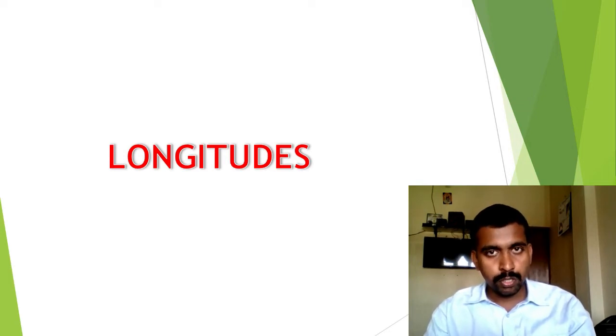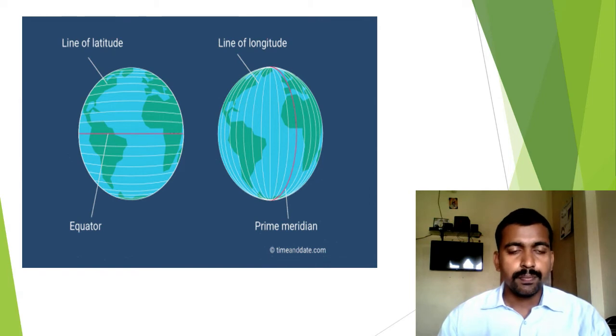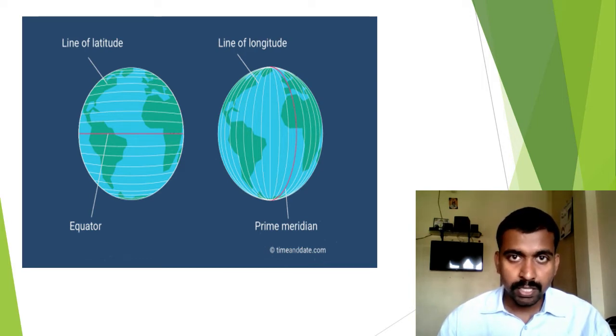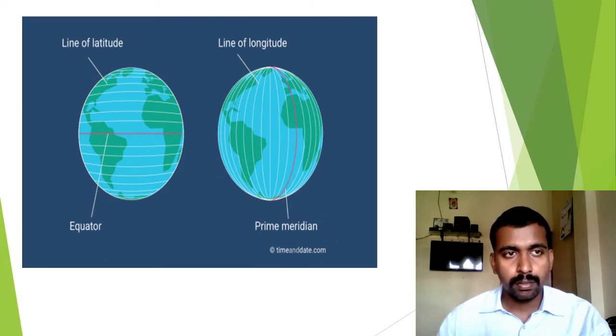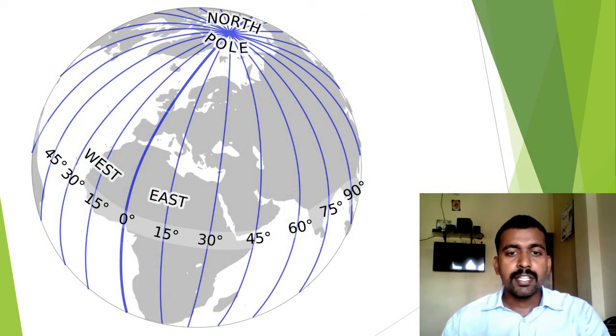Now let us discuss the longitudes, the lines which connect the North Pole and the South Pole. In this picture, you can see the equator on the left side, which we learned about with the latitudes. On the right side, you can see the prime meridian, which connects the North Pole and the South Pole. Previously we discussed that the equator is at 0 degree. The same way in longitude, the prime meridian is at 0 degree. It is the middle line which connects the North Pole and the South Pole. This prime meridian goes through Greenwich near London, and this is the middle line of longitude.